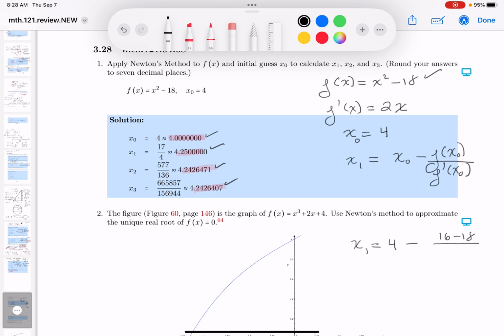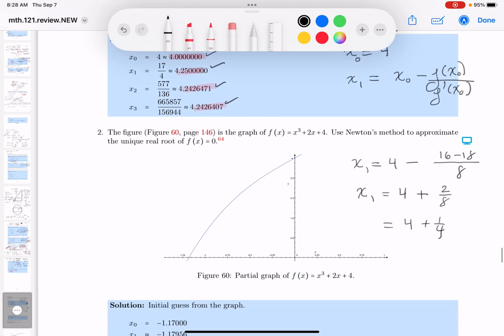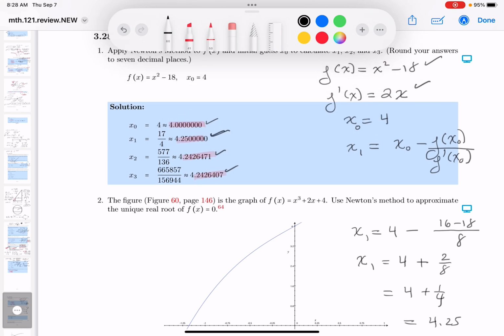What's the derivative evaluated at 4? It's going to be 8. I've got that over there. Let's do the computation. x1 would equal 4 minus, well, 16 minus 18 is minus 2, so it's plus 2 over 8. And again, if I look at that, that's 4 plus 1/4. If I'm putting a decimal down, that would be 4.25. Relatively simple to compute.